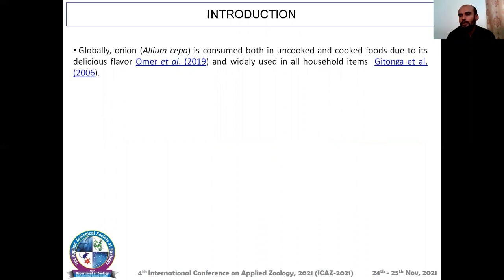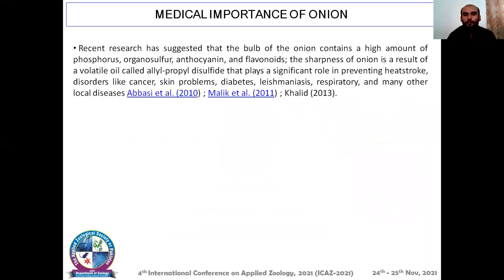Globally, onion is used both cooked and uncooked due to its delicious flavor, and is widely used in all household items. Onion has many medical benefits. It contains flavonoids and other compounds, and its sharpness is the result of a volatile compound called allyl propyl disulfide, which plays a significant role in preventing heart disorders and stroke. Other diseases like skin cancer, skin problems, diabetes, leishmaniasis, respiratory disorders, and many other local diseases are cured by onions.